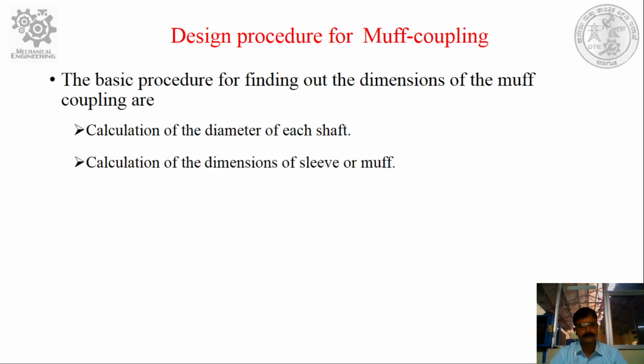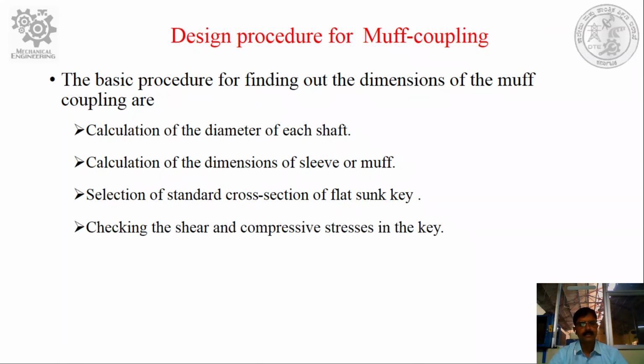Now the basic procedure for finding out the dimensions of the muff coupling are: calculation of the diameter of each shaft, calculation of the dimensions of the sleeve or muff, selection of standard cross section of flat and sunk key, and checking the shear stress and compression stresses in the key. Now these are all the basic procedure for finding out the dimensions of the muff coupling.